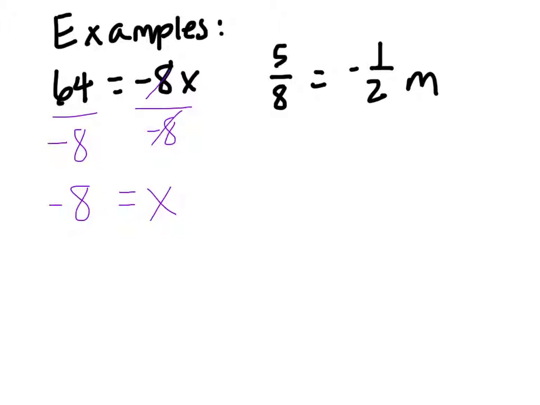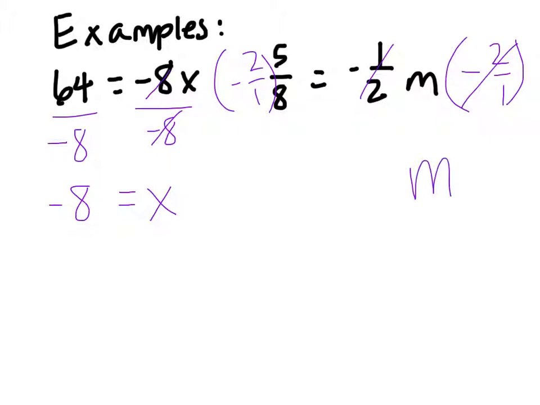All right, over here we have 5/8 equals negative 1/2 m. So we say, okay, my variable's m. What's happening to it? I'm multiplying by negative 1/2. What's the opposite? I'm going to multiply by its reciprocal. So negative 2/1 by negative 2/1. These cancel. They really just make a 1, so we have 1m. And then 5/8 times negative 2/1, I can cross simplify, and I get negative 5/4, or you could write your answer as negative 1 1/4.